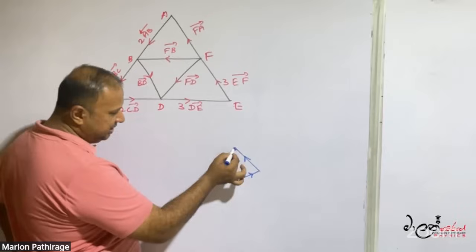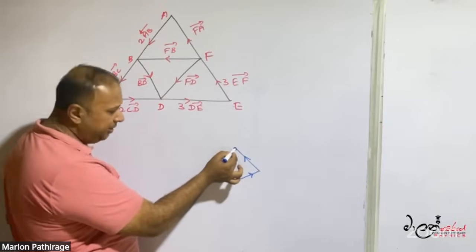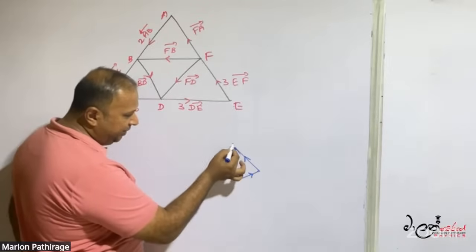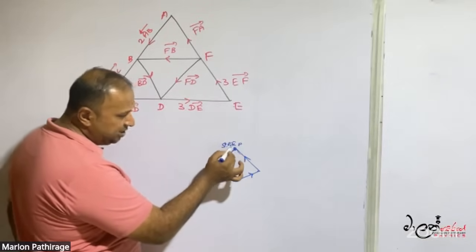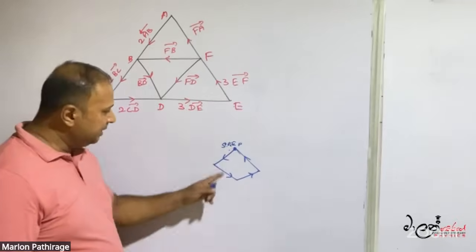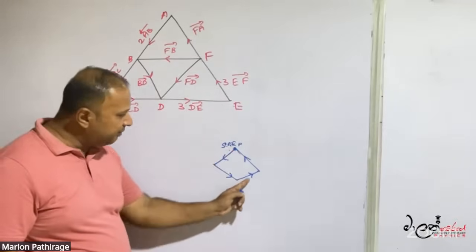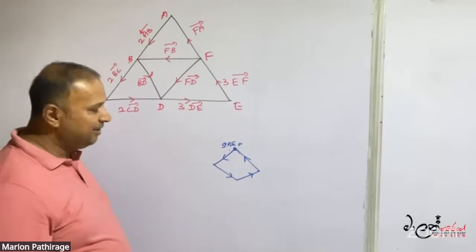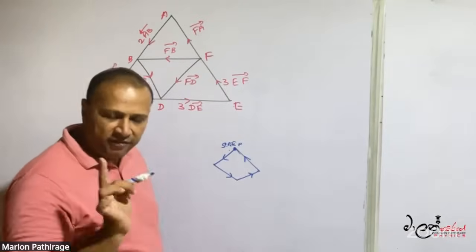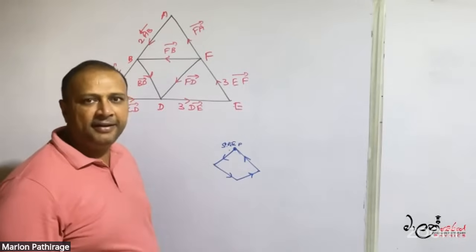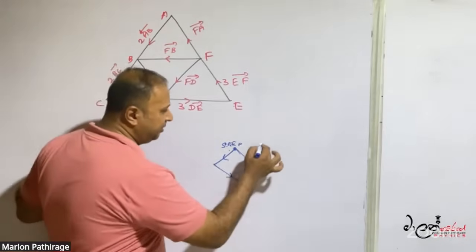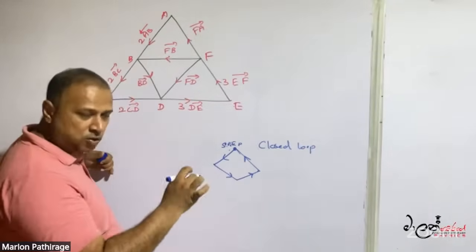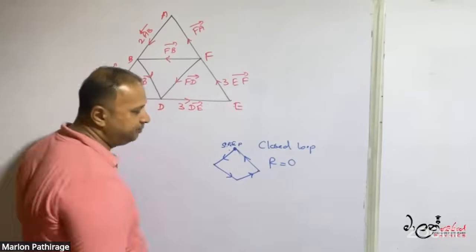So this is the starting point. Once you go through those loops, if the end point and starting point overlap, then that will be a closed loop. If it is a closed loop, it is very clear the resultant force is zero. So in a closed loop, the resultant forces are zero. We have done this in our theory.